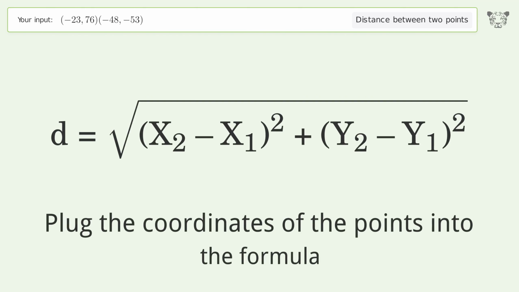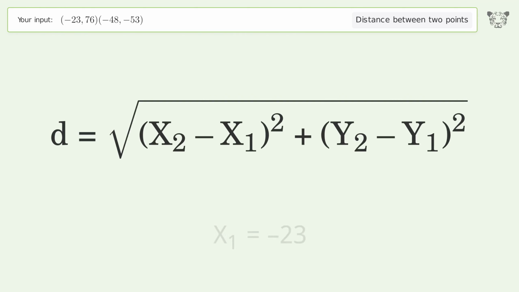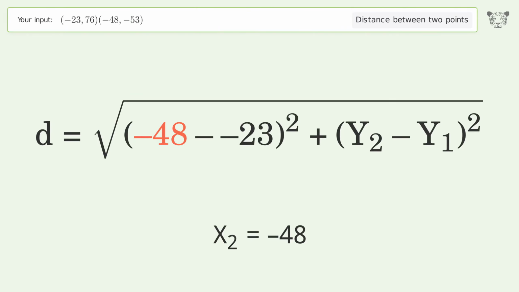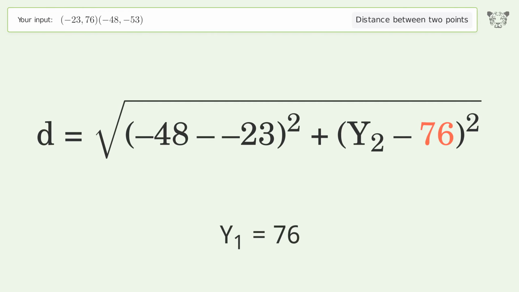Plug the coordinates of the points into the formula. x1 equals -23. x2 equals -48. y1 equals 76. y2 equals -53.